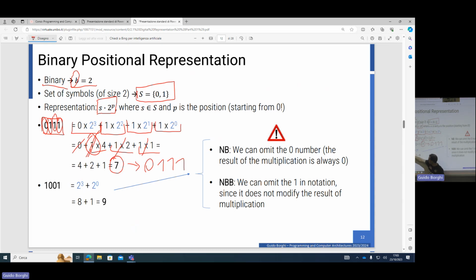Then we have position 0, 1, 2, 3. The fourth position is the number 3. And so here we have 2 to 3. That's all. 2 to 3 is 8. 2 to 0 is 1. Remember, any number to 0 is 1. Okay. And so the final result is 9. So it's possible to represent the value 9 of the decimal positional representation through the 1001 with the binary positional representation.